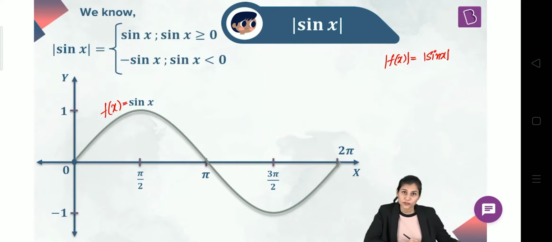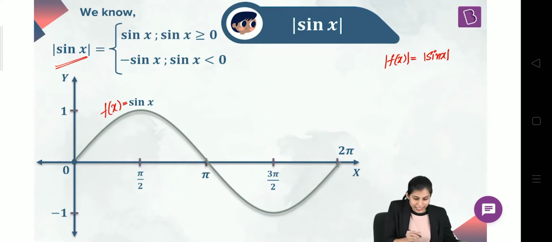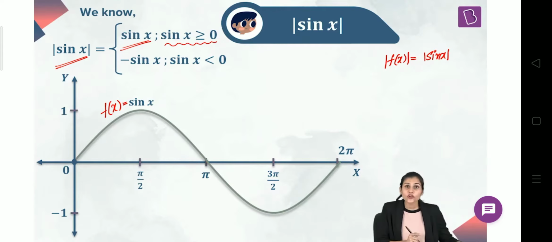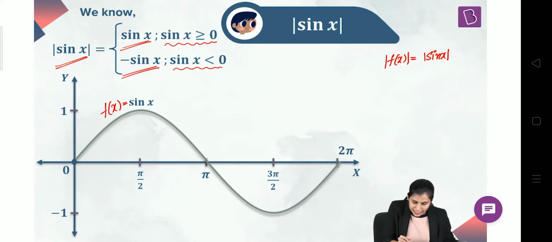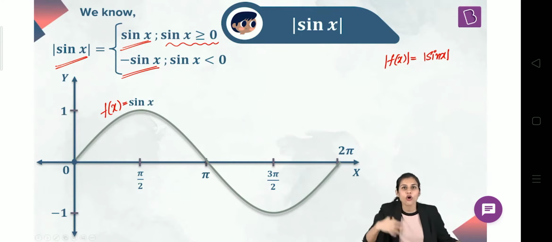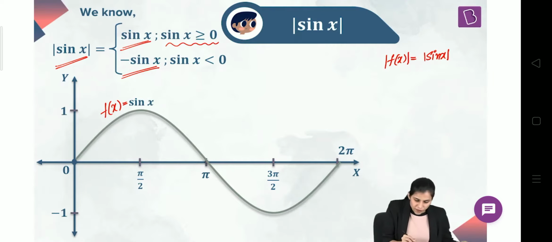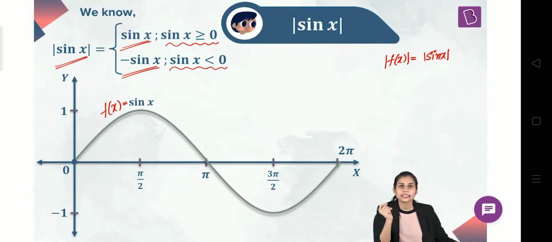Recalling the concepts of the mod function, we can say that the behavior of mod sine x will be same as the behavior of sine x whenever sine x is non-negative, and the behavior of mod sine x will be equal to negative of the behavior of sine x whenever sine x is negative. Well, graphically, function being non-negative means that its graph is on and above the x-axis, and function being negative means that its graph is below the x-axis.